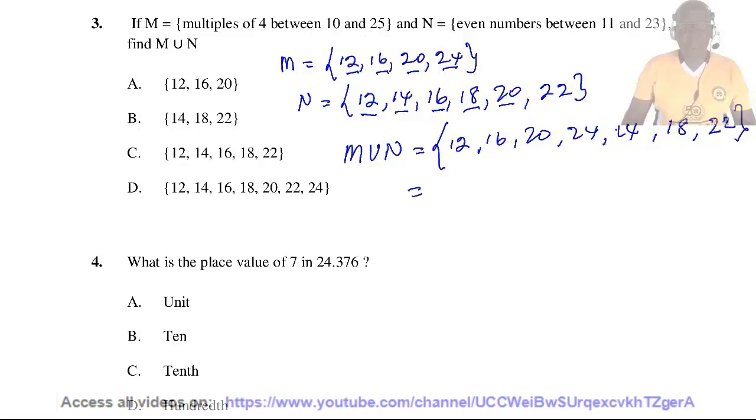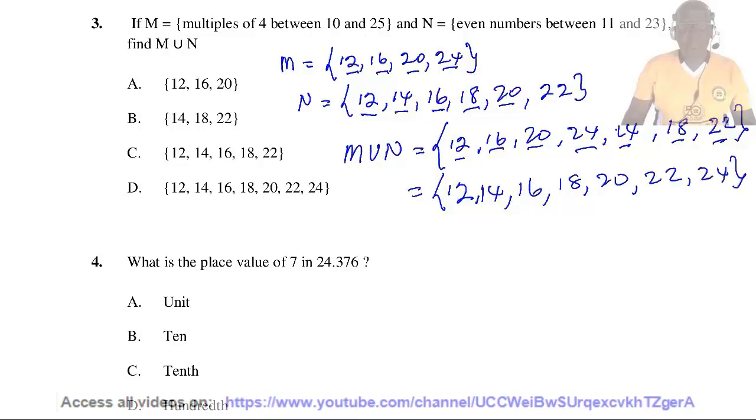Now let us arrange in ascending order. We shall get 12, then 14, then 16, then 18, then 20, then 22, then 24. So the answer is D.